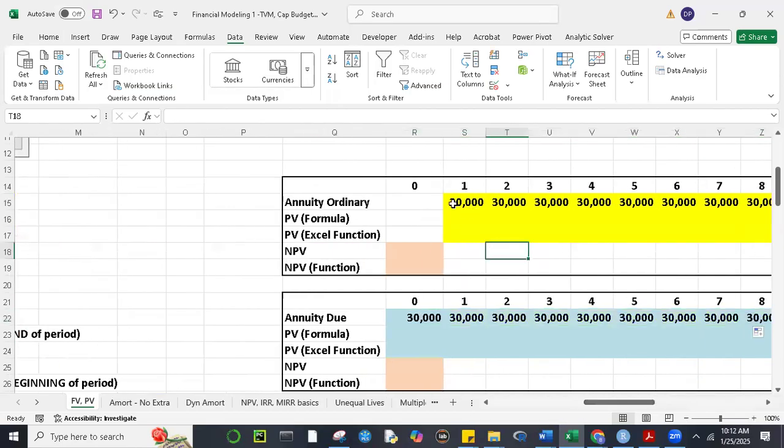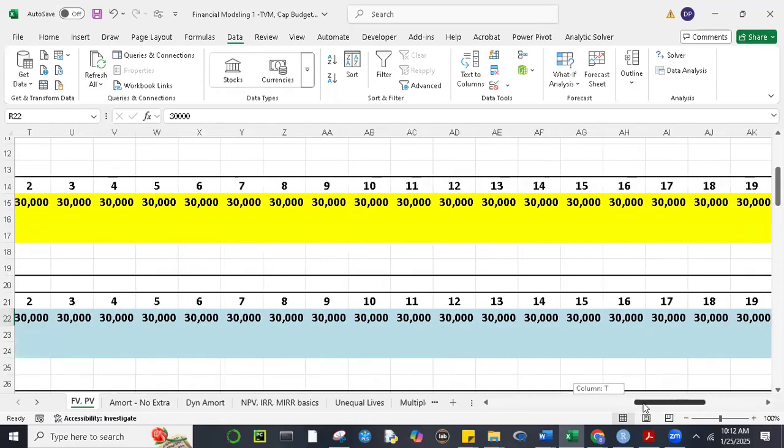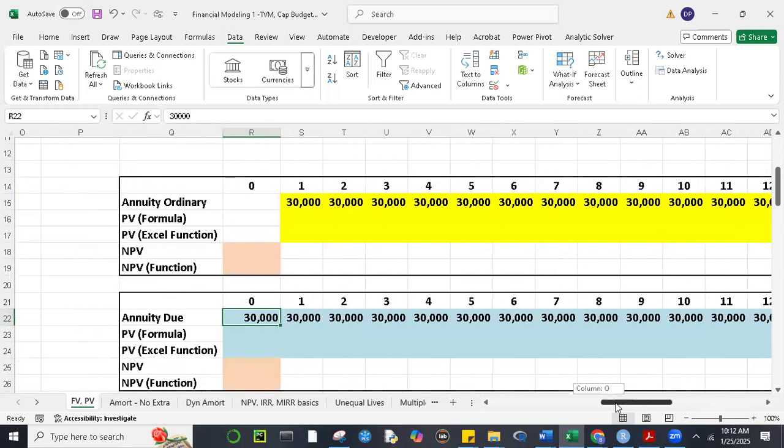The ordinary annuity starts at the end of the period. So this is the beginning period, and at the end of that is period 1. So 30,000, 30 years. The annuity due immediately begins at 30,000. All right, so let's compare the present value of each of these.